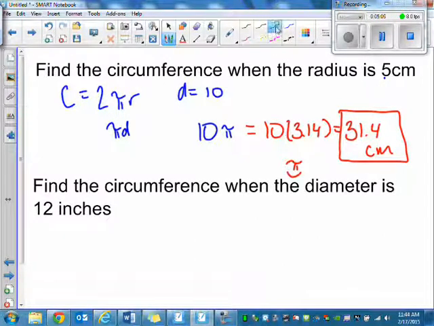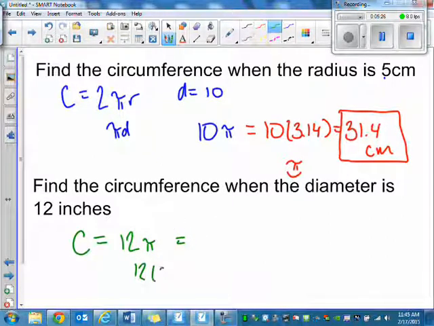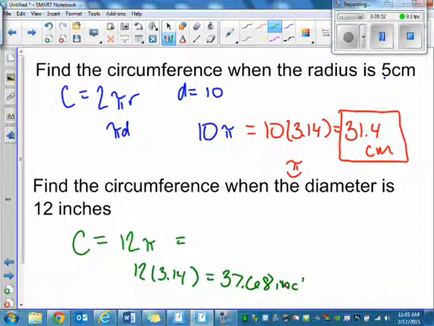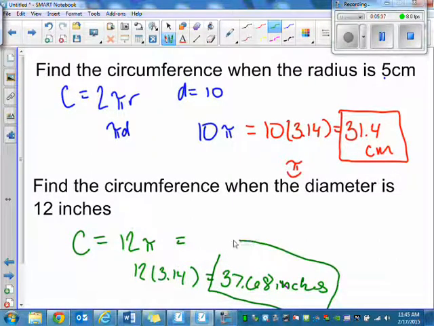Okay, so another example here is if you have the diameter. So find the circumference when the diameter is 12 inches. So circumference equals diameter times pi. So there's your answer, 12 pi, which when you do 12 times 3.14, you get 37.68, and this would be inches for your circumference. Okay, there we go.